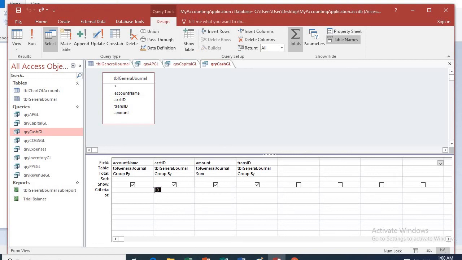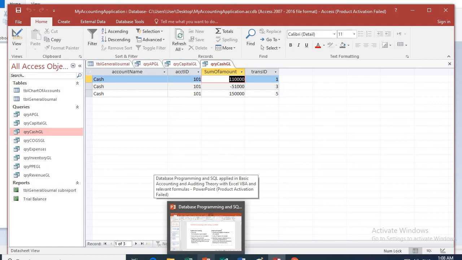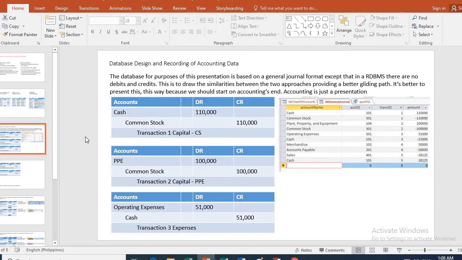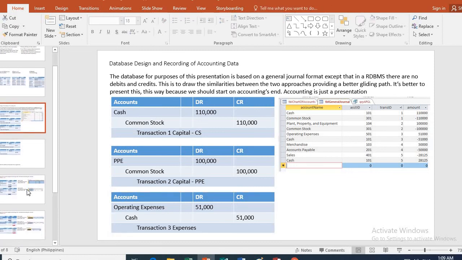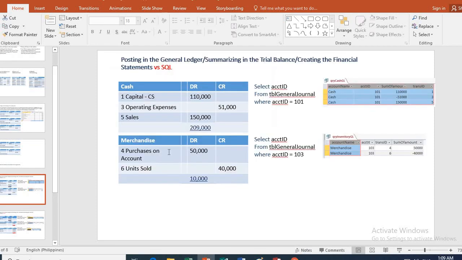So the criteria is 101. So I've just put 101 there. When we look at the datasheet view or run the query, we can see the summary of what we did in our slide, right? So the first transaction is 110,000 for cash, and then we eventually paid 51,000. And then we had a sale of 150,000. As you can see, manually, this is how cash in our ledger works, right?